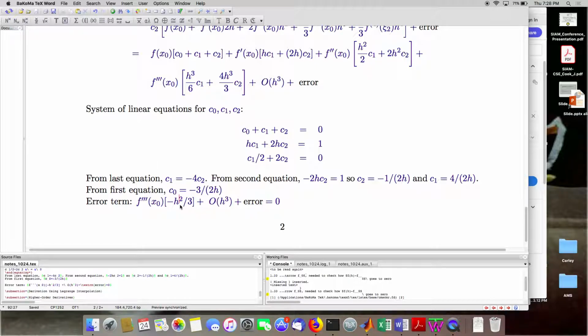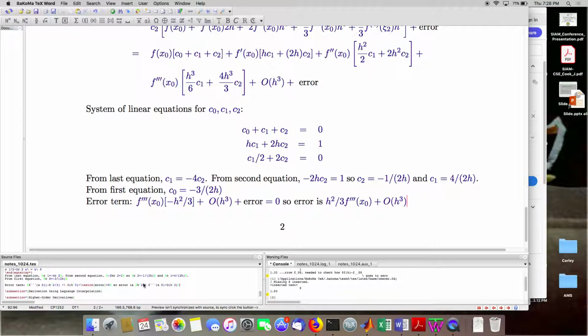So the error really is of order h squared. We have lower order terms here that I won't deal with. But notice how that plus error is equal to 0. So the error is really the minus of this. So the error is h squared over 3 f triple prime times order h cubed. It can often be expressed differently as h squared over 3 times f triple prime at an unknown point, and then nothing else here, because that would also work.